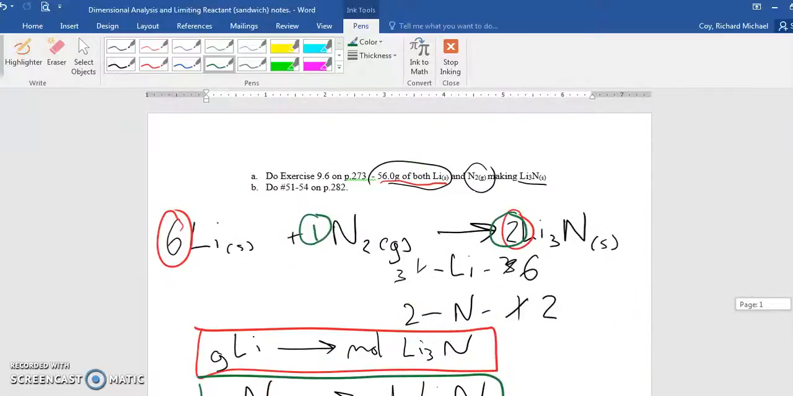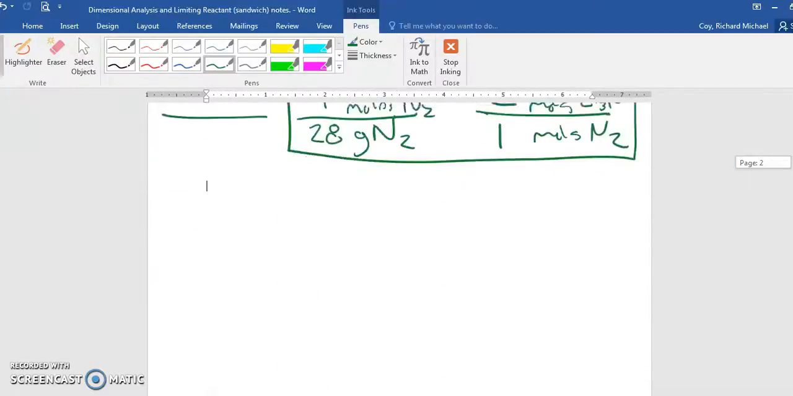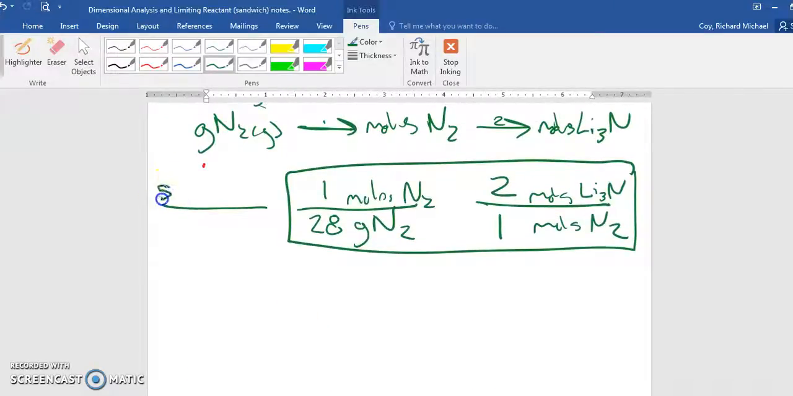How many grams did I start with? 56 grams of nitrogen. All right, so 56.0 grams of nitrogen gas. Check the units. Do they cancel out? Grams on top, grams on bottom, moles on top, moles on bottom. Yes, they work out. Moles of lithium nitride. Awesome. So the math.